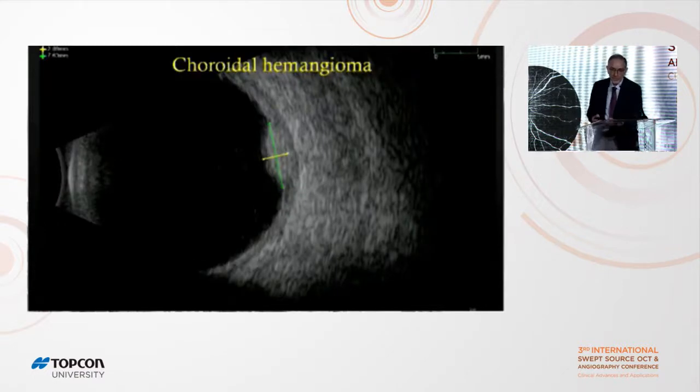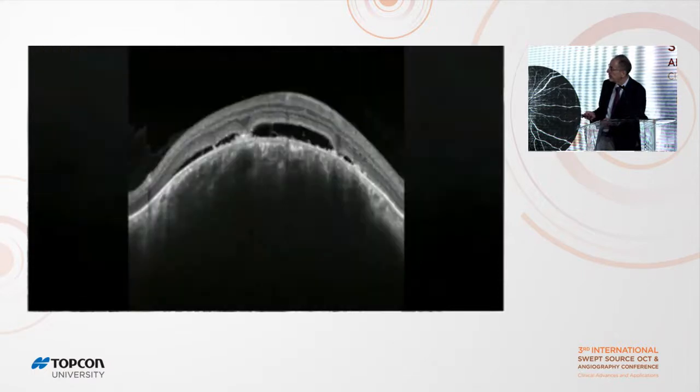So this is another patient with choroidal hemangioma. This tumor was a little thicker. It measured about 2.9 millimeters in thickness. And this is the OCT image of the same patient showing the same features, but this patient also has some retinal pigment epithelial atrophy beneath the subretinal fluid.